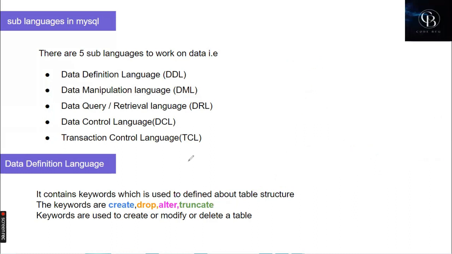Now what is the use of keywords? With the help of these keywords we can do work on tables. Okay, now observe here, what are the keywords? Create, drop, alter, truncate. In most interviews they will ask what are the keywords present in DDL language. DDL means data definition language, which works only on table structure. The keywords inside it are create, drop, alter and truncate, but it is not very easy to remember.